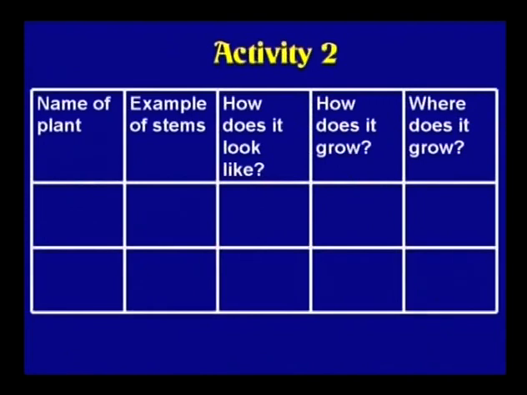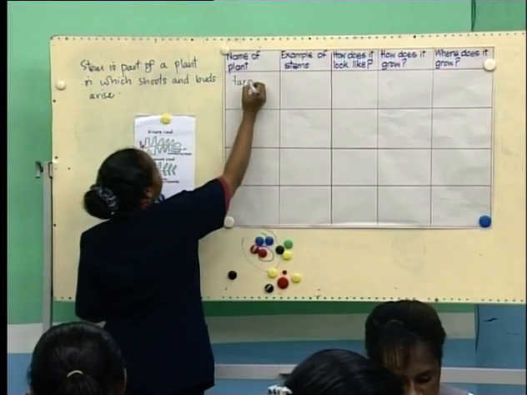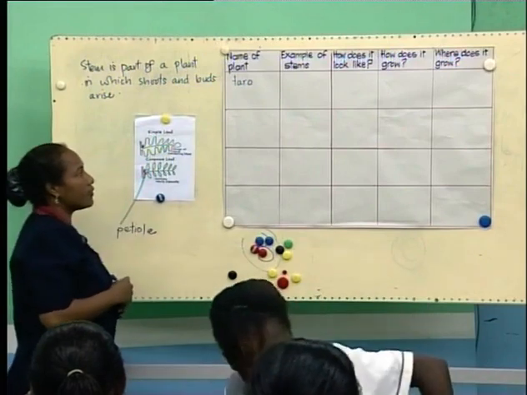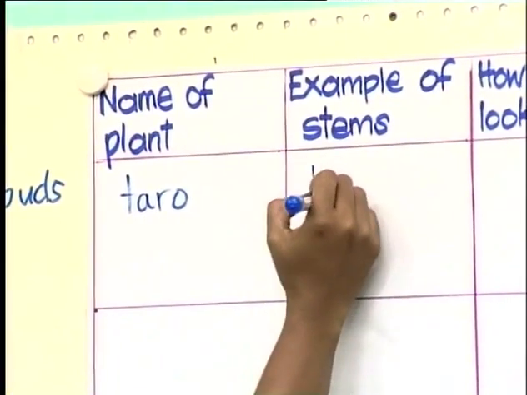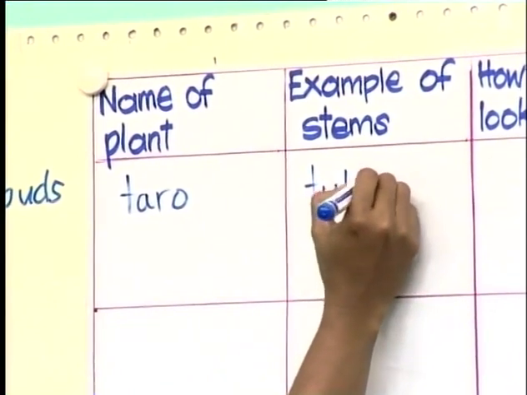Your next activity, you are going to take this for homework. You're going to do this activity for homework, but we will go through one example together in class, and then you will do the rest. You are going to do this as a group activity. Now, we will use taro as an example. In here, you will choose 4. Let's say taro here. Name of the plant is taro. Example of the stem is tuber.